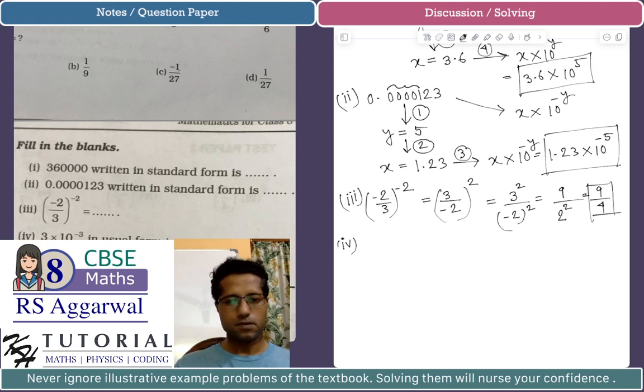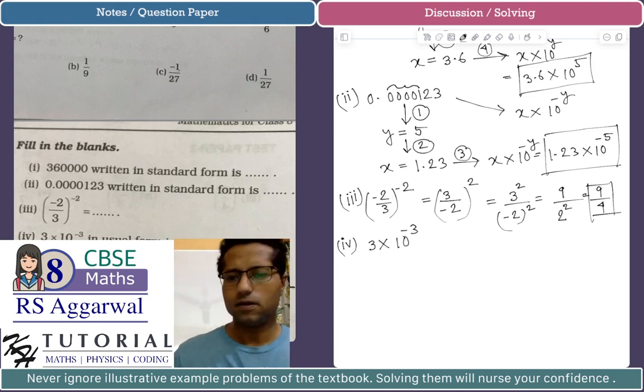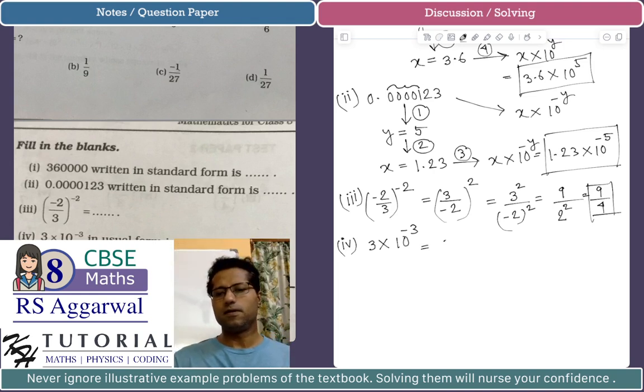Part 4. We have to convert this number 3 multiplied by 10 to the power minus 3 into the usual form. This is basically the concept of dividing a decimal number by powers of 10. 10 to the power minus 3 means the reciprocal of 10 to the power 3. So this is nothing but dividing 3 by 10 cube.